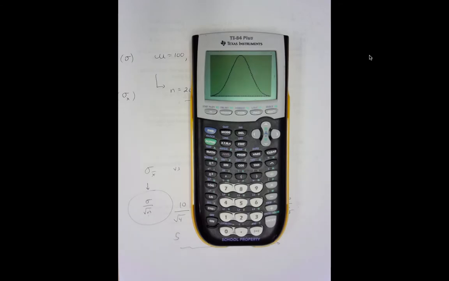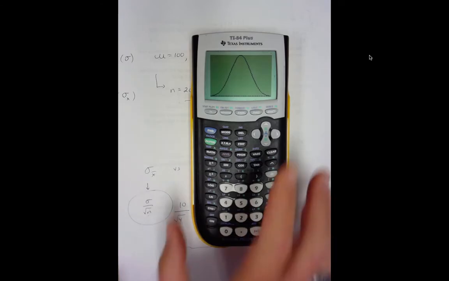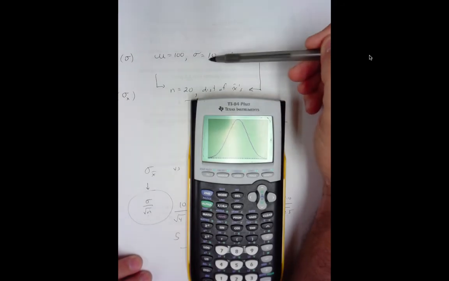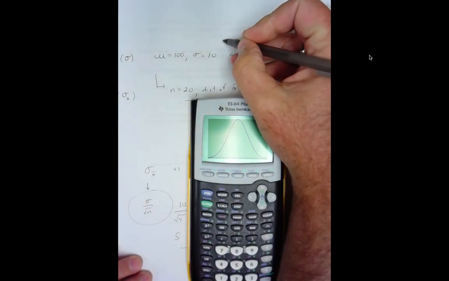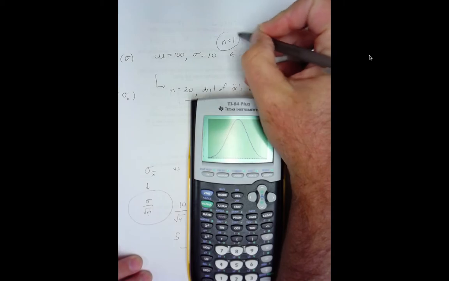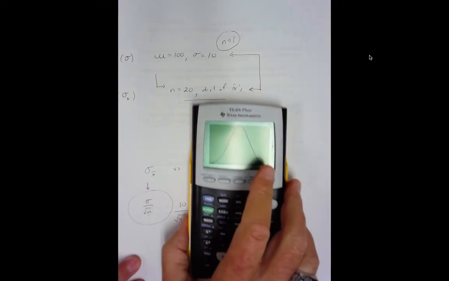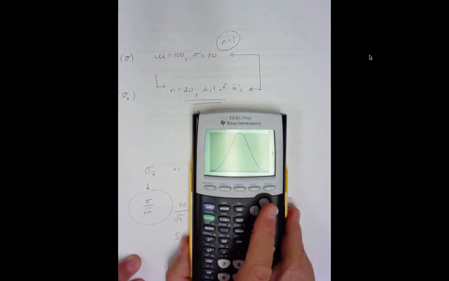Okay, so that's the parent population. That would be the distribution with mean of 100, standard deviation 10, if we pull out samples of size 1. That's what the distribution of the measurements would look like. Now, what would happen with this distribution?